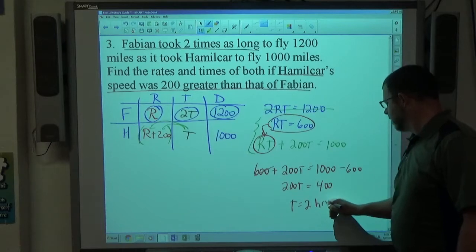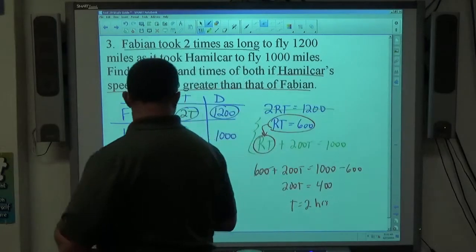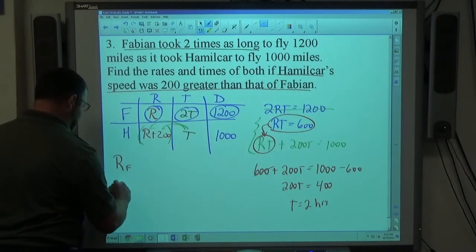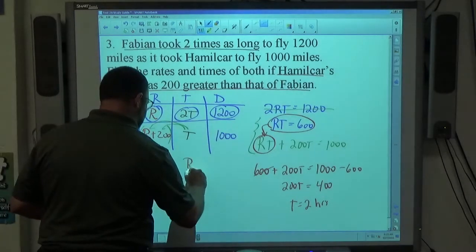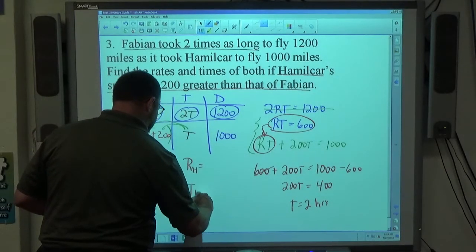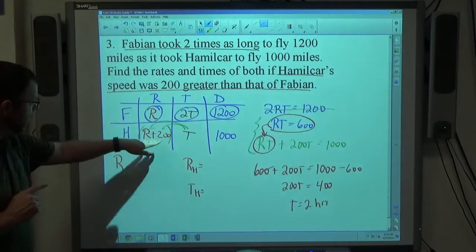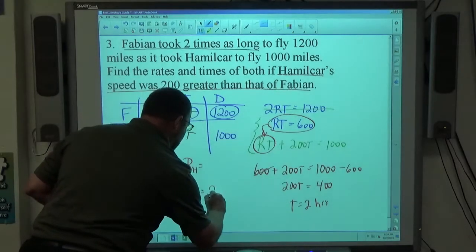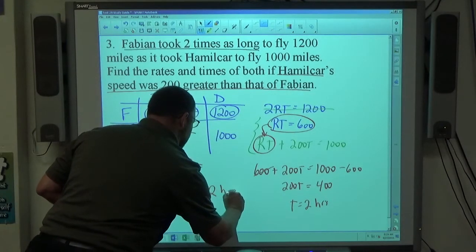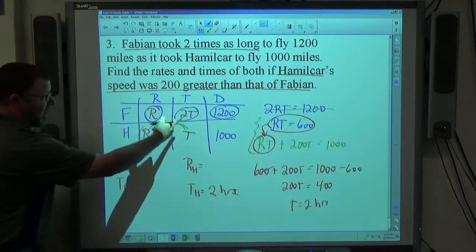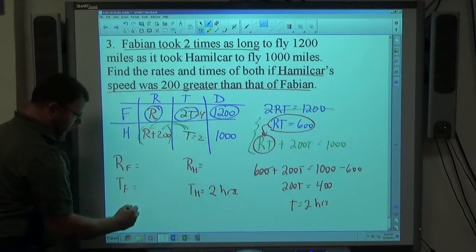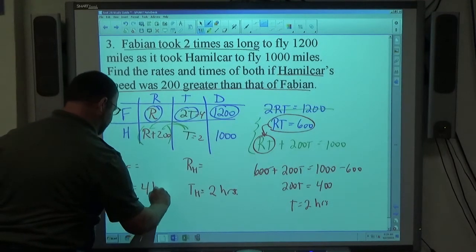Okay, so then as far as the answers are concerned, I've got Fabian's rate, I've got Fabian's time. I've got Hamilcar's rate, I've got Hamilcar's time. So, T, if I go back to my picture here, T represents Hamilcar's time. So T sub h is 2 hours. I can also see that Fabian's time is double that. So 2 times 2 makes 4. So Fabian's time must be 4 hours.